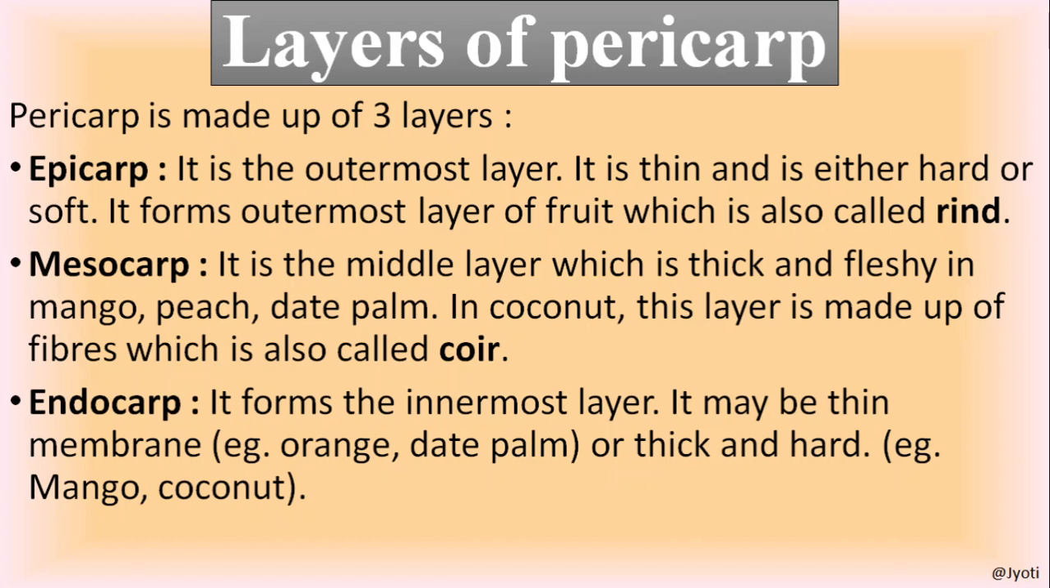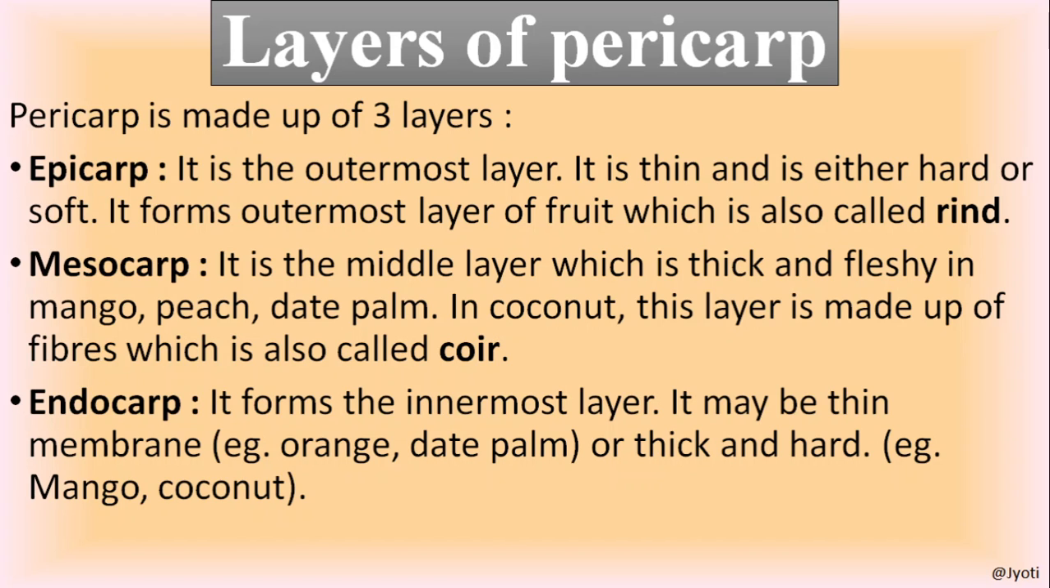Now this pericarp is not a single layer. The pericarp consists of three layers: the outer epicarp, middle mesocarp, and inner endocarp. The epicarp is the outermost layer and it is usually thin. It may be hard or it may be soft. And it is also called rind. Very, very important. Which part of the fruit is called rind? The epicarp of the pericarp is called rind.